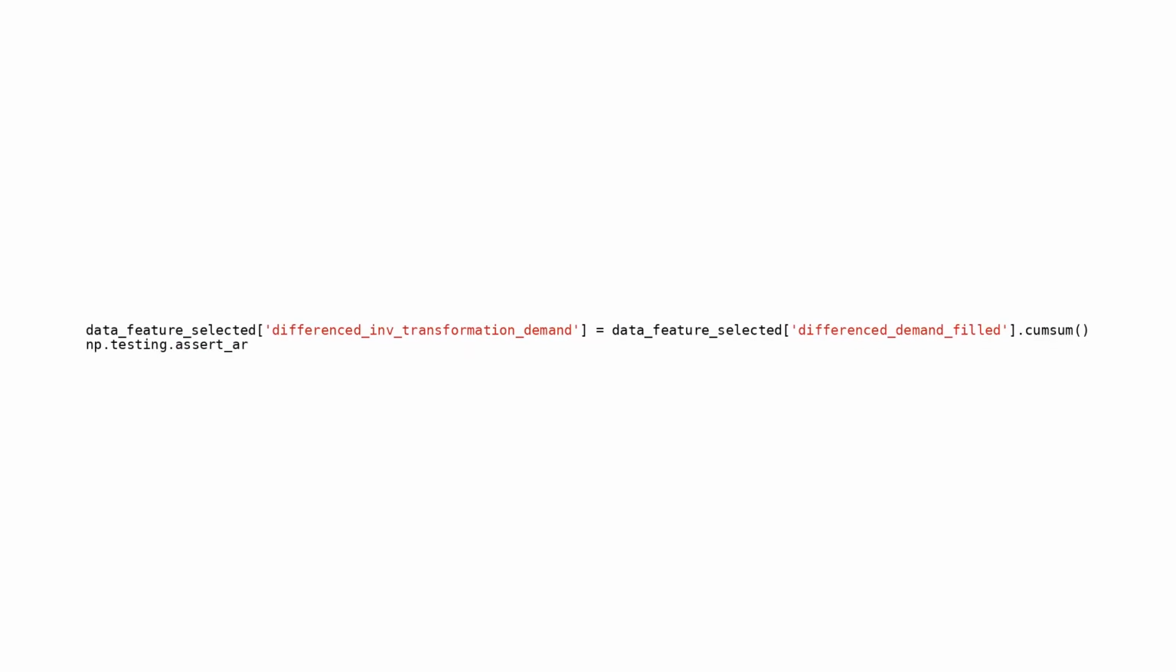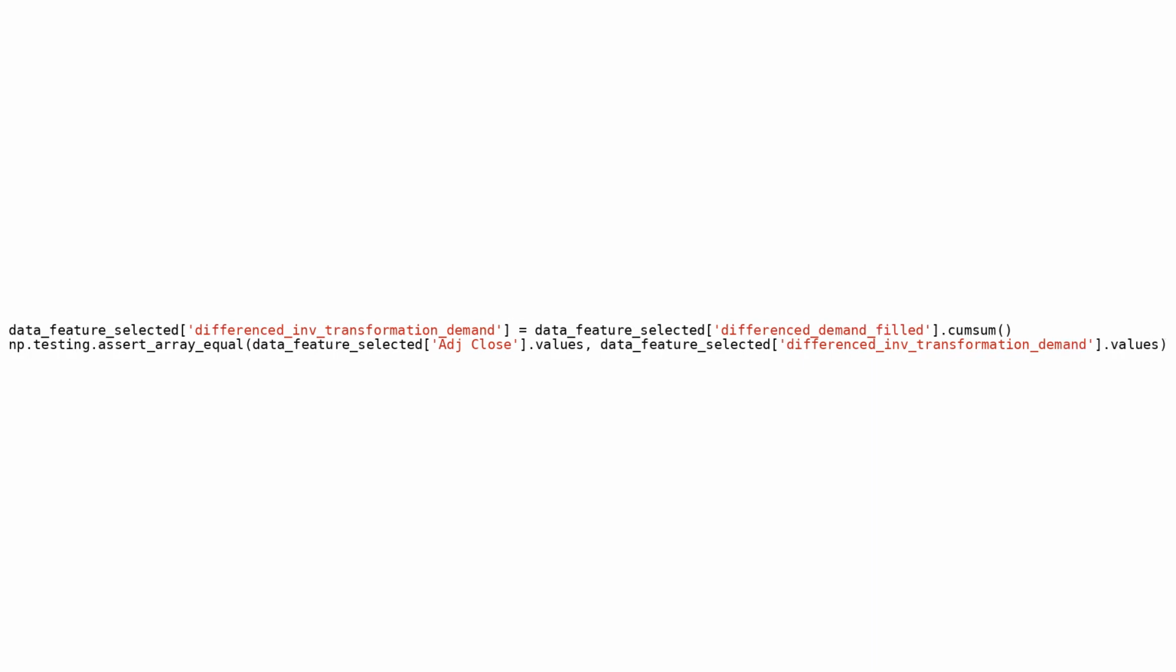The Python code manipulates data in a Pandas data frame named data to convert it for demand forecasting. It performs a cumulative sum on one column and stores the result in a new column, which reverses a previous differencing operation. The code then uses NumPy's allclose function to check if the transformed data matches the original data. This ensures the transformation was successful.